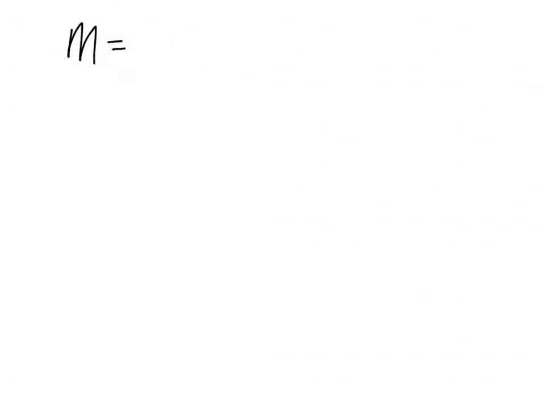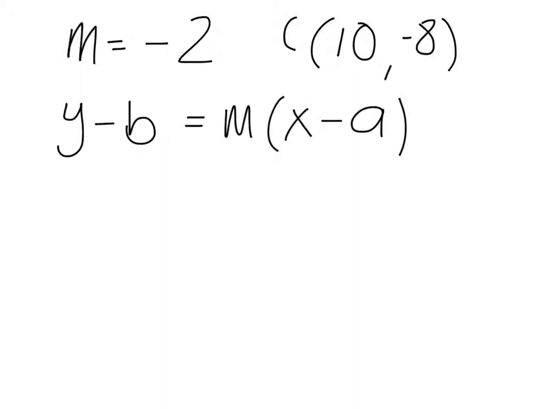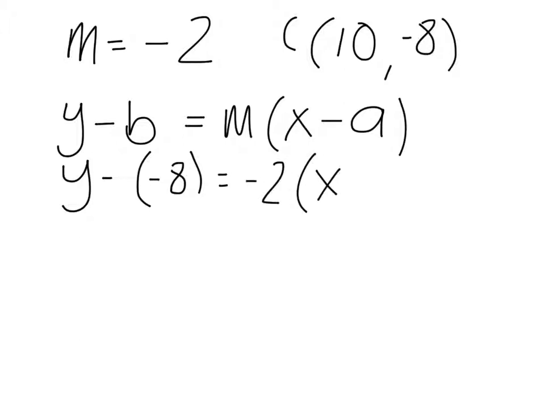Each time we're trying to find a straight line, the two things that we need are the gradient and a point. This time the line passes through the point C, which is (10, -8), and we're given the gradient m equals -2. So substituting those into our straight line formula, y minus b equals m bracket x minus a, that's y take away -8 equals -2 times x minus 10.